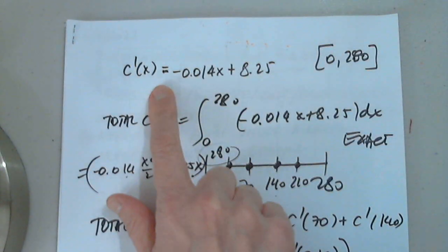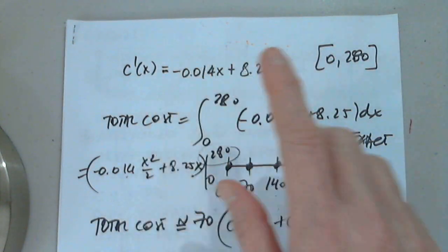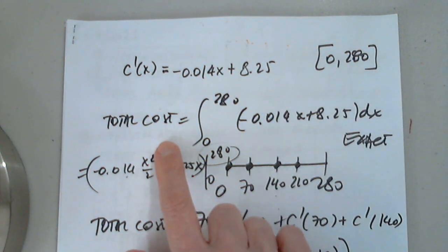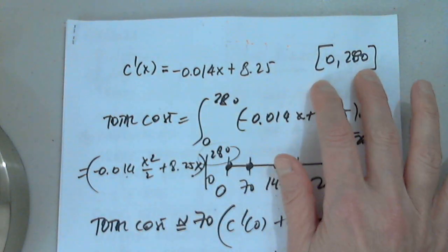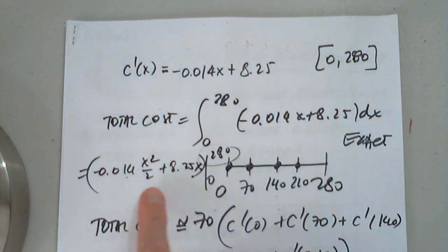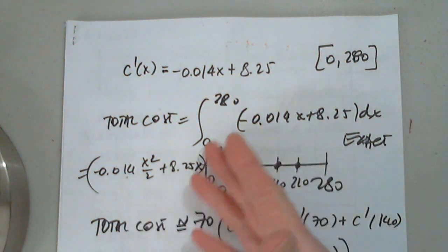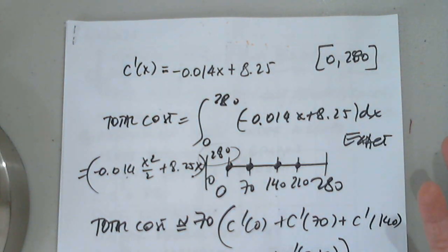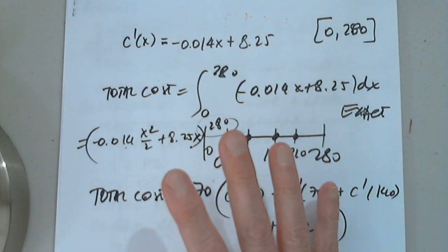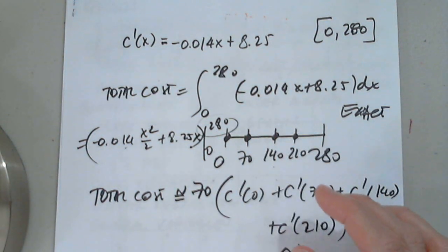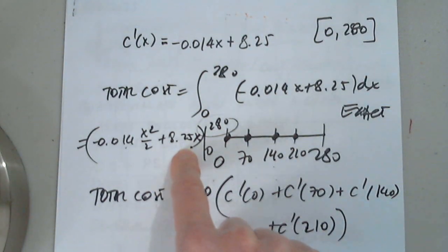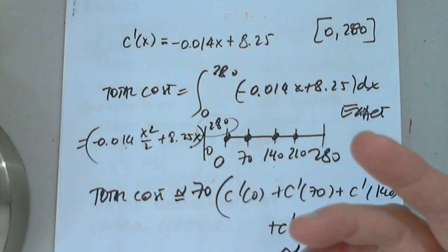So we were given a marginal cost. We're asked to find the total cost during the first 280 days. So all we have to do for the exact value is find the definite integral as we always do. But what if the same problem also says to estimate the cost? That's fine. You have the exact value and you determine the number. That's awesome.